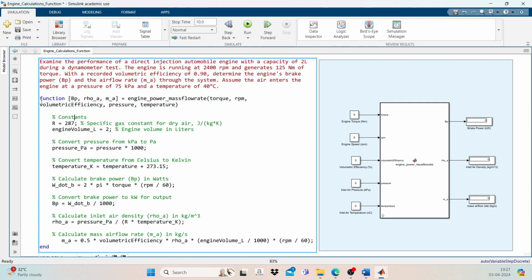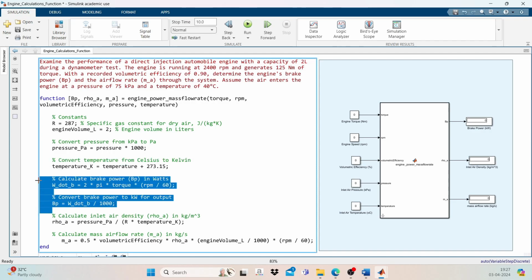So we have defined a function here. On the next step, we define the constants, the specific gas constant in joule per kilogram Kelvin, that is 287. And we were given the engine is a 2-liter engine. So the engine volume L is taken as 2 liters. The calculation is done for the pressure. The pressure is converted into Pascal, followed by the temperature conversion in Kelvin. Then in these two steps, the brake power is calculated and converted into kilowatt.